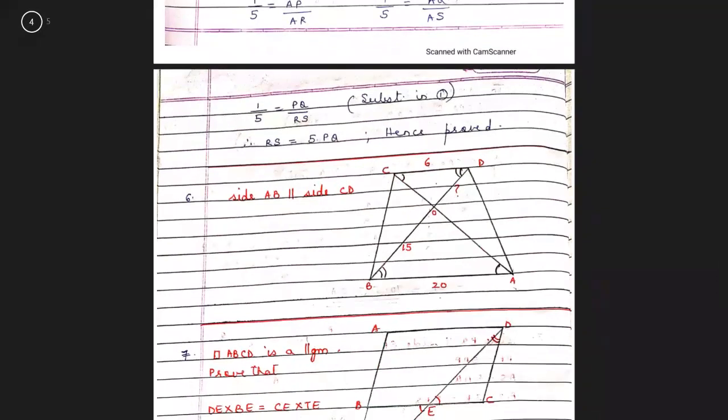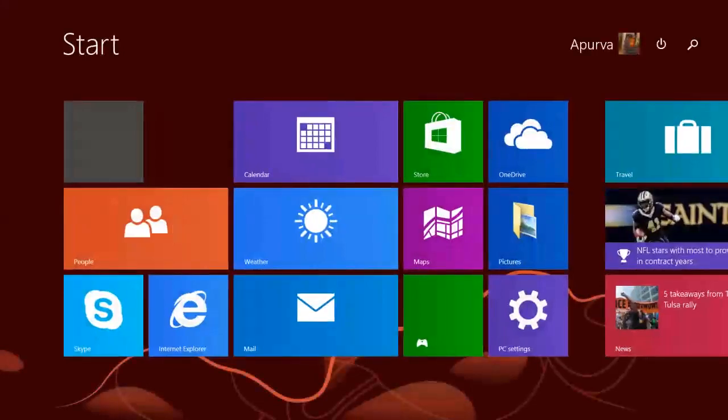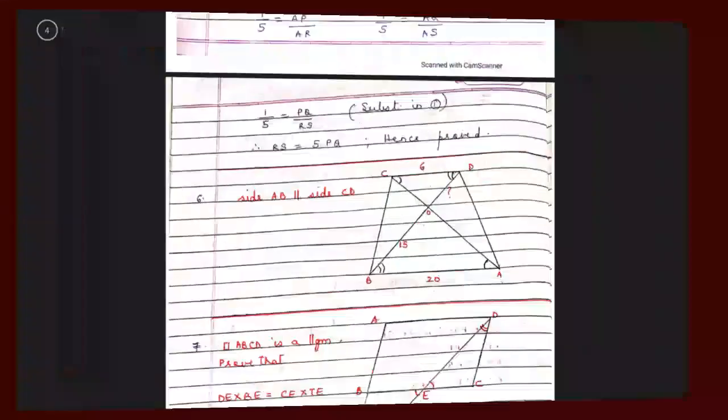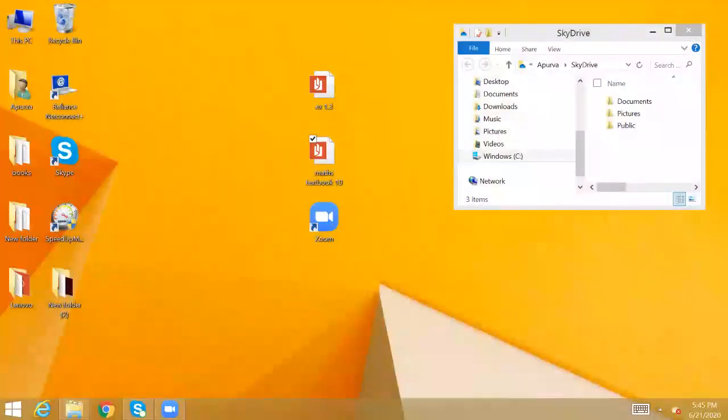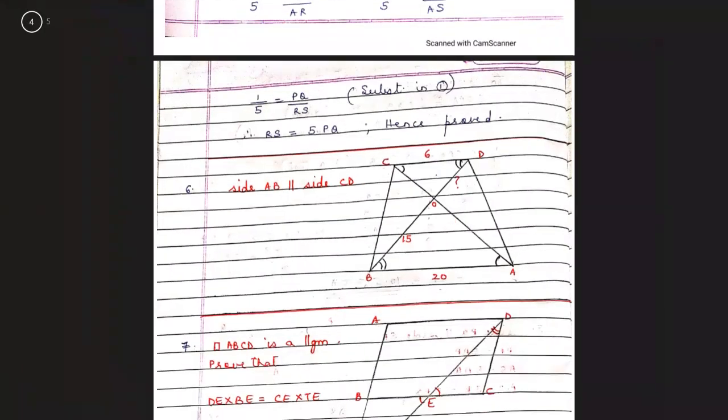Now question number 6, I have not done it. I have just drawn the figure that's very similar to question number 5. See, in trapezium ABCD, AB parallel to CD. The diagonals AC and BD intersect at point O. AB is 10, CD is 6, OB is 15, find OB. Now, if you have understood the previous question, this is exactly similar to it.